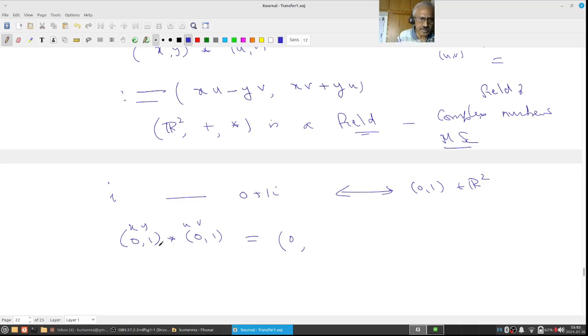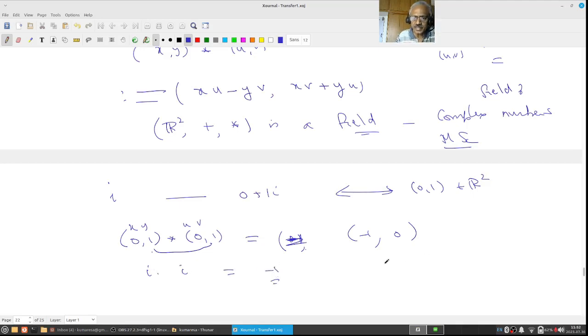So xu minus yv. Y is this, v is this, therefore it is minus 1. This into this is minus, which is 1. Next is xv. Xv is 0, yu is also 0, therefore 0. You see that? That means i times i is minus 1.